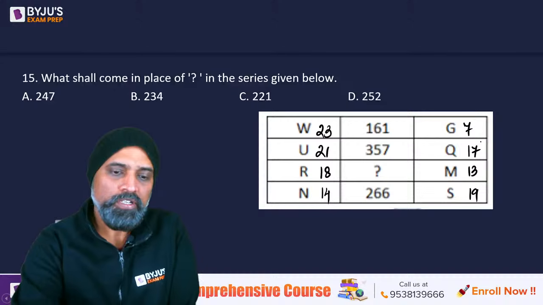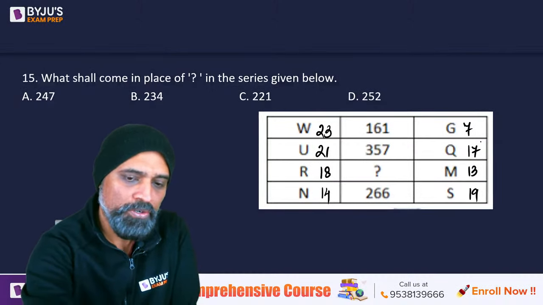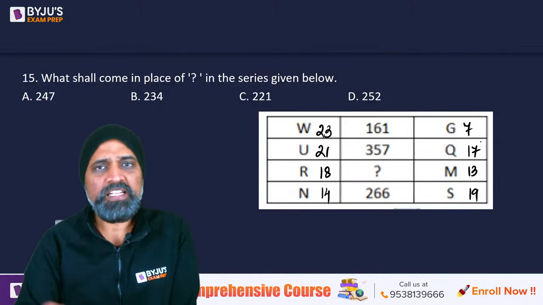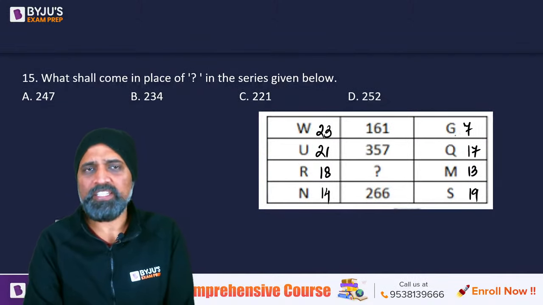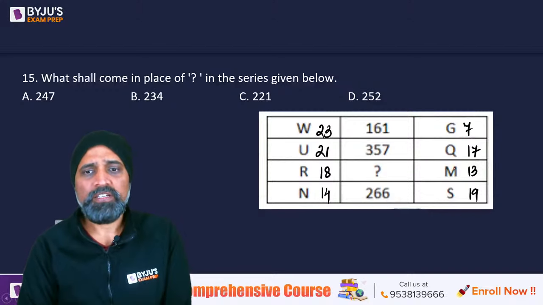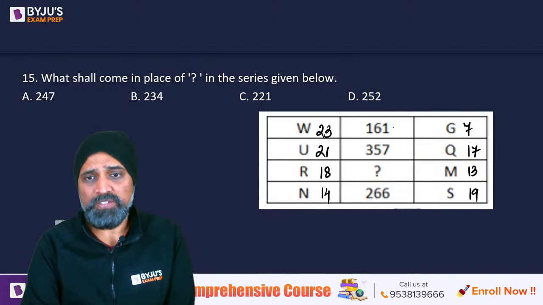So what could be going on over here? Obviously it's either the sum or the product. There must be some logic, right? So let's try the product first. 23 into 7. 23 into 7 is 161.